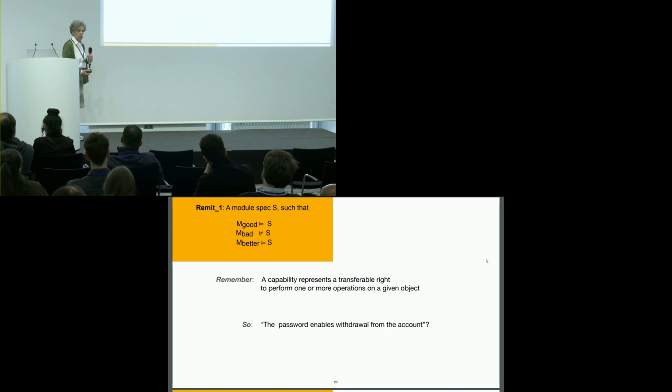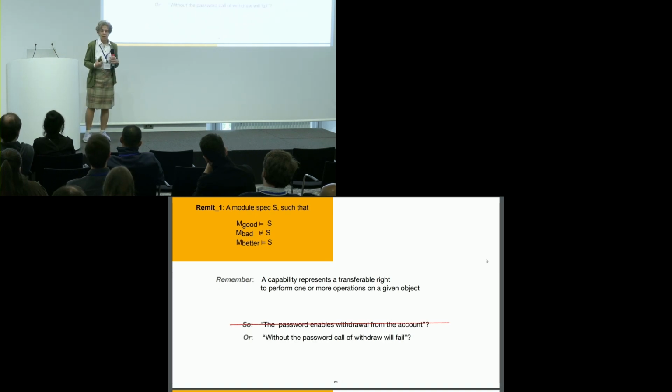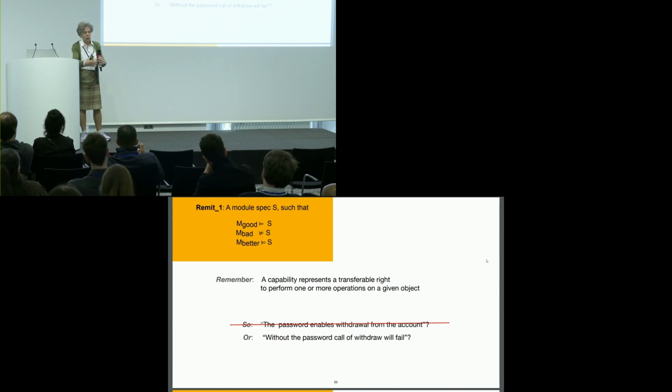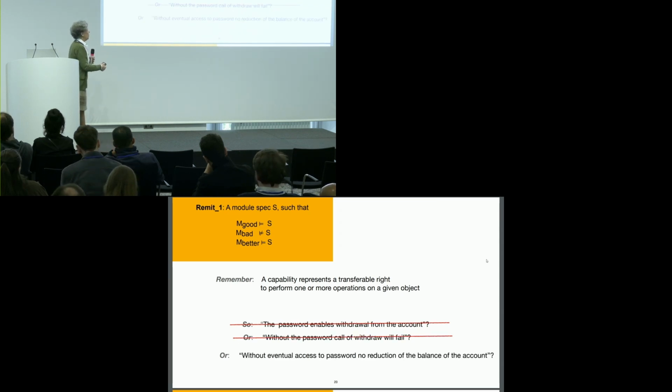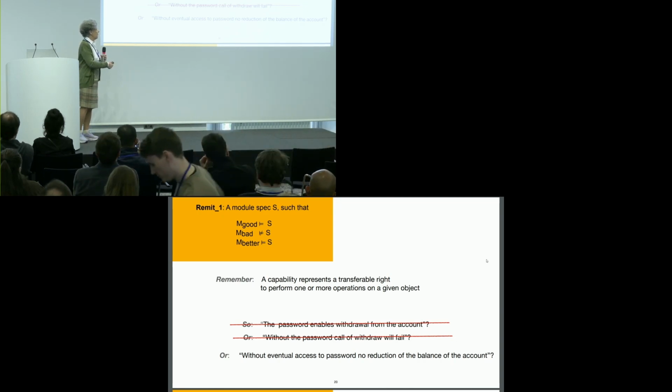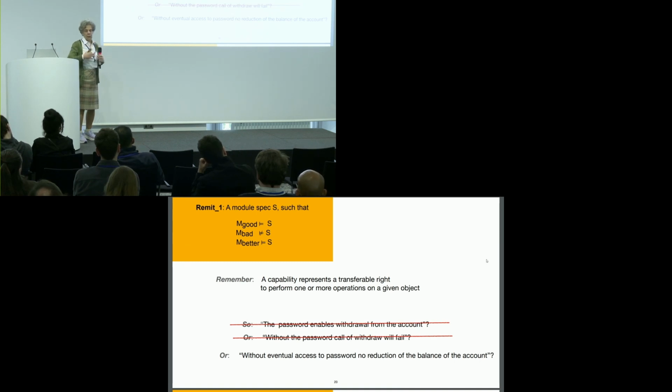However, that's not good, because this is talking about a sufficient condition. It says if you have the password, you can do. But we want to be able to say the opposite. If you don't, then you cannot do. So we go for, without the password, the call to withdraw will fail. But we want to go further and say without eventual access. So if you don't have a means of getting the password, so this is the first generalization.